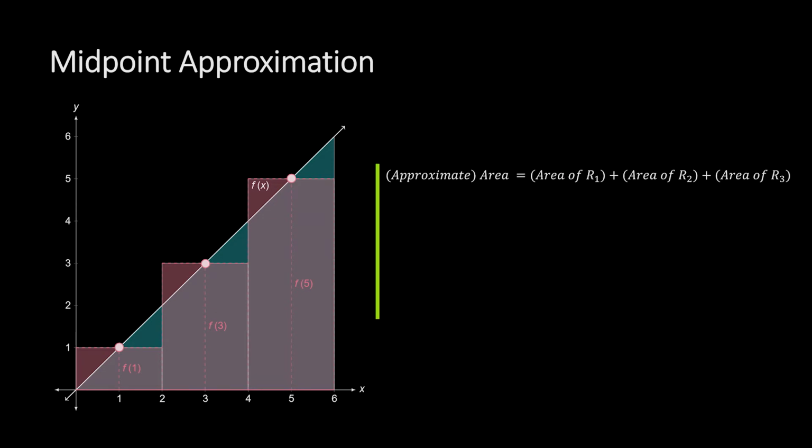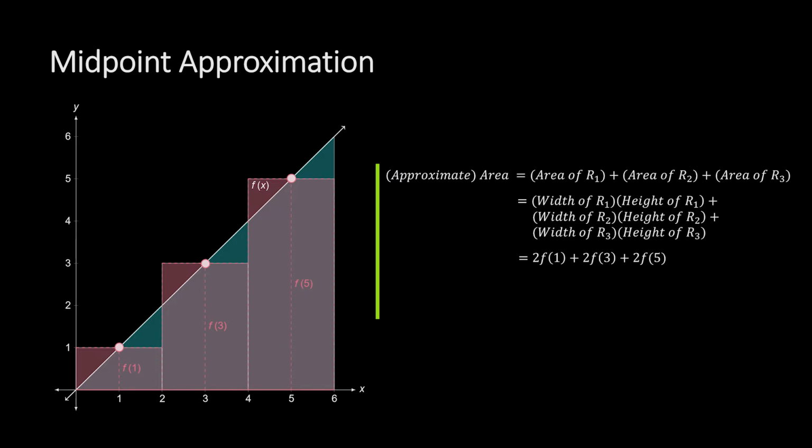So we have the approximate area, that is area of R1, area of R2, area of R3. That's the same width times height of each of these things. But now, the difference is we still have the same width, 2 times the height, but now it's f of 1, f of 3, f of 5. So we still have the 2 in front of each, but different heights for each of these, which when we actually calculate them out, gets us 2 times 1 plus 2 times 3 plus 2 times 5, which gets us 18. And this one's a spot-on approximation.